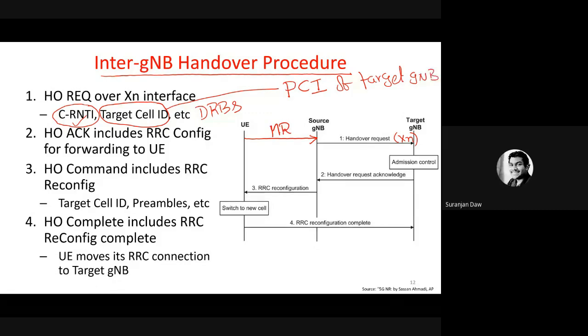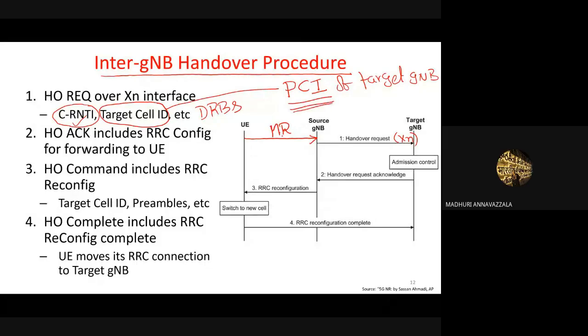Does the UE tell the source gNodeB from which gNodeB it is getting a good signal? Yes, I was mentioning that. It not only reports the signal strength from the serving base station, it also reports the signal strength from the neighboring base station. So how does it know whether it is my base station or the neighboring base station? By looking at PCI values.